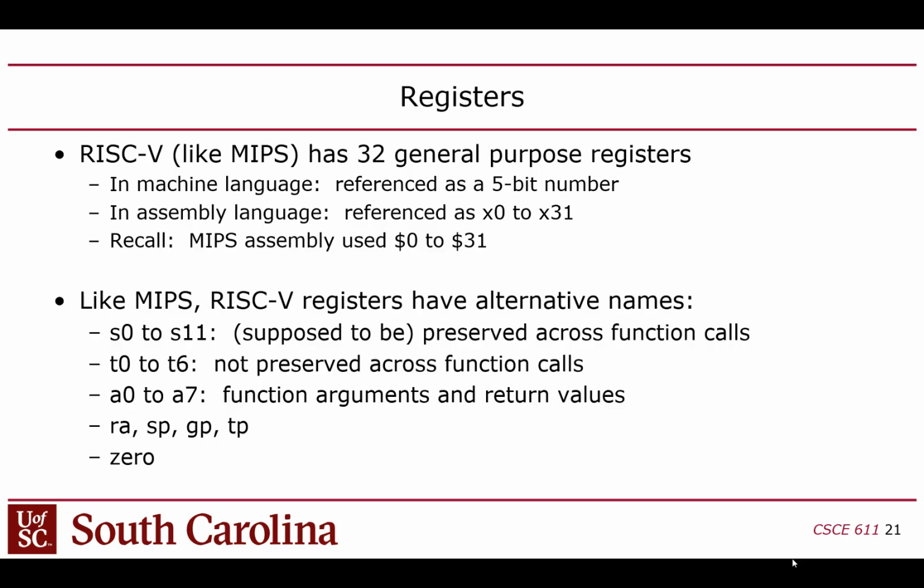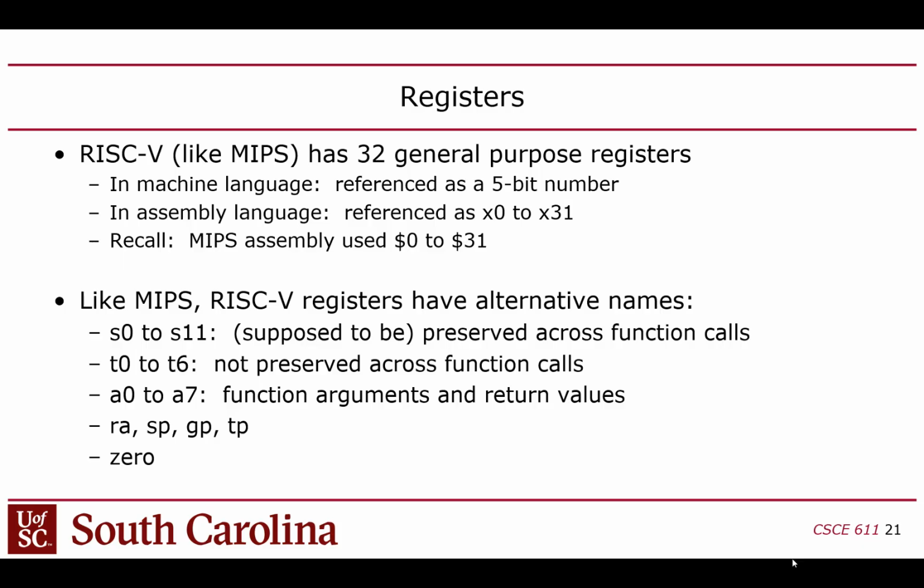And then in assembly language, in RISC-V, you use X0 to X31. They have some other names for each of those registers too. But if you just want to refer to them as an architectural register number, it's X0 to X31. Remember, MIPS was $0 to $31, so that's a little different. And as I mentioned, there are alternative names there as well that you may use.